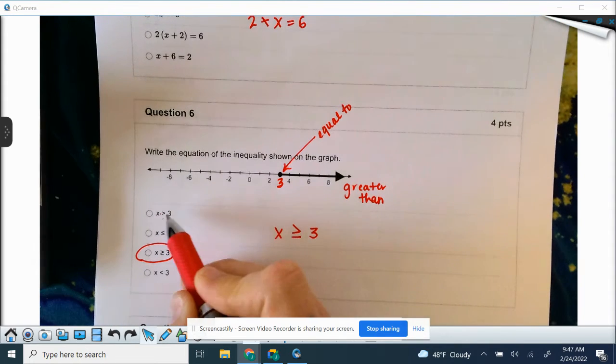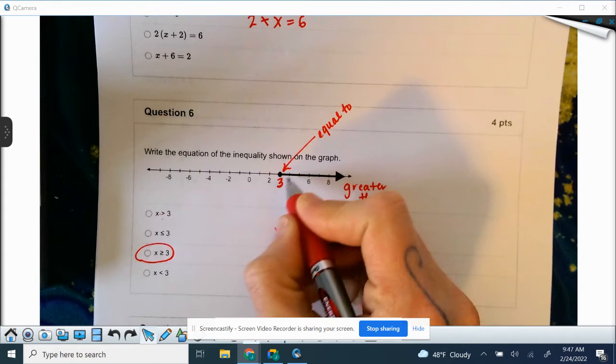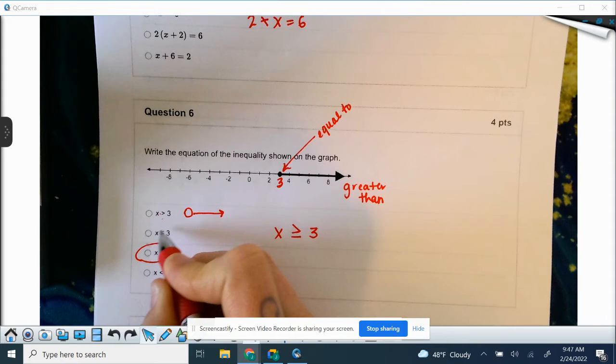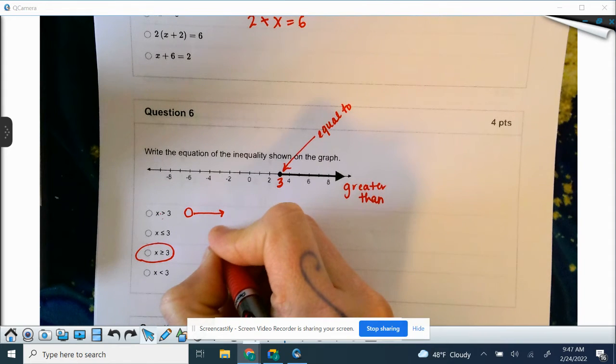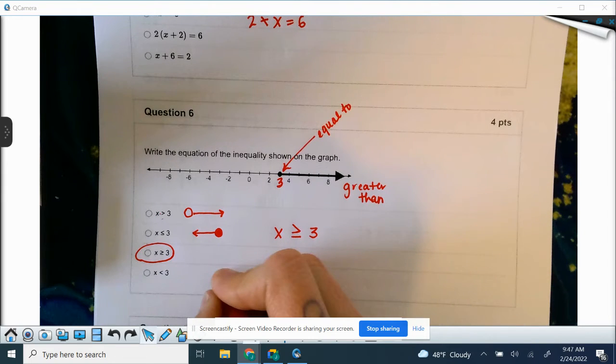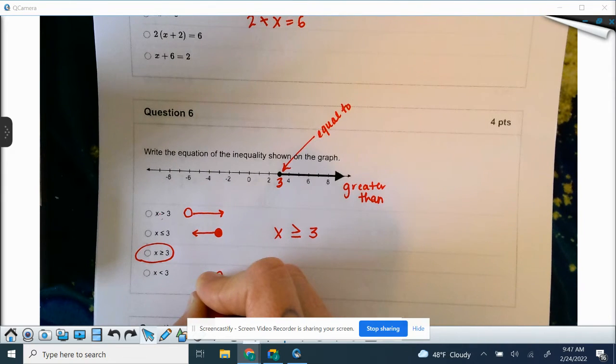X is greater than 3 would be great if it was an open circle, so it's just missing the open circle and then to the right. X is less than or equal to 3, so that would be a solid circle and then shaded to the left. And then x is less than 3 would be an open circle shaded to the left.